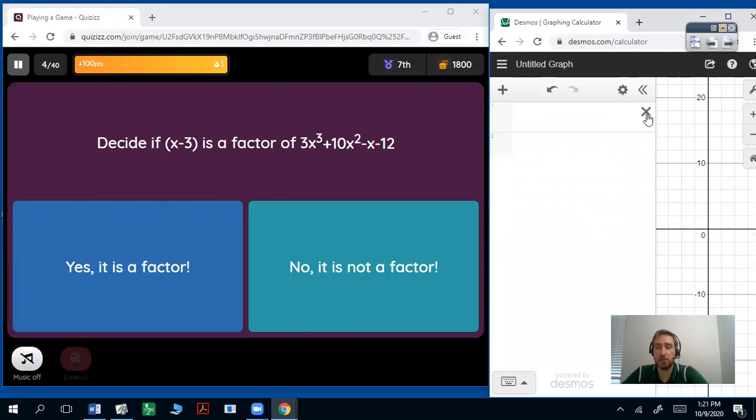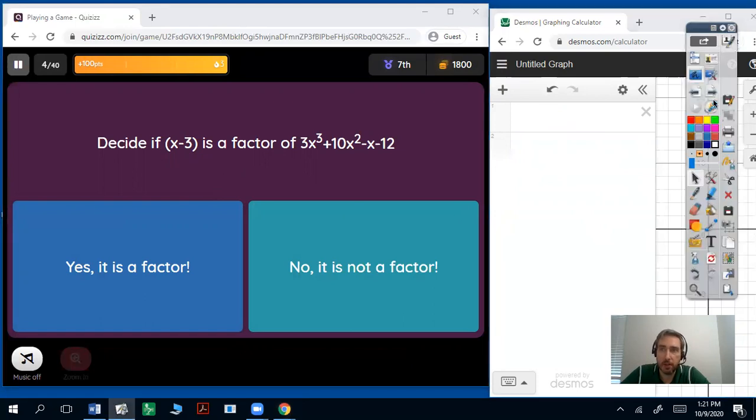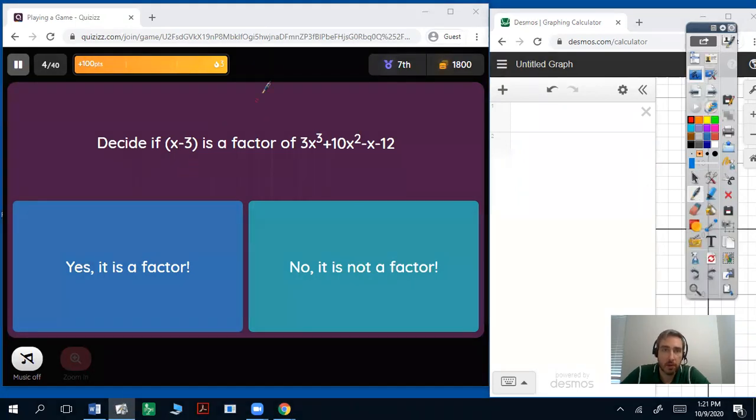But we can also use the remainder theorem. We can plug it in, and if your remainder is 0, then it's going to be a factor. So if I do 3 times 3 cubed plus 10 times 3 squared minus 3 plus 12, because I want to switch the sign, I want that to be equal to 0.